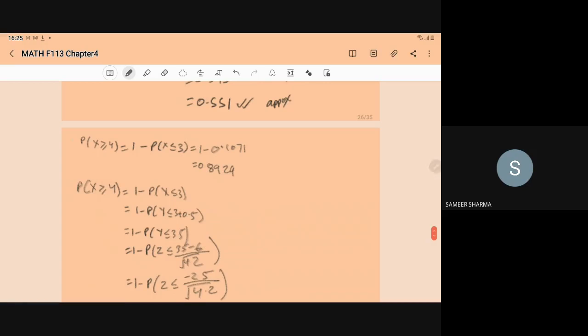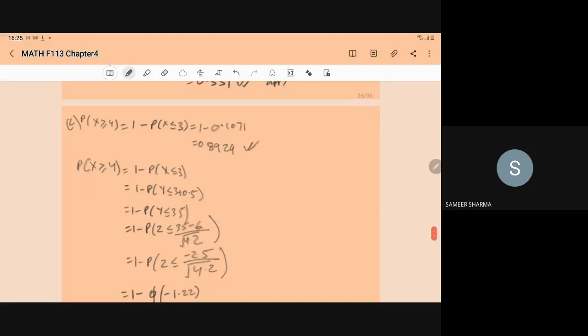Now in the C part, if you have to compute probability x greater than or equal to 4, that is 1 minus probability x less than or equal to 3. So the table value is 0.8929. Now when we approximate x by y, it becomes 1 minus probability y less than or equal to 3 plus 0.5. Now you have to add the half unit correction. So 1 minus probability y less than or equal to 3.5.